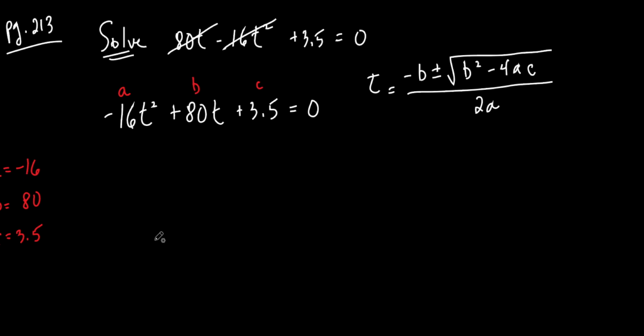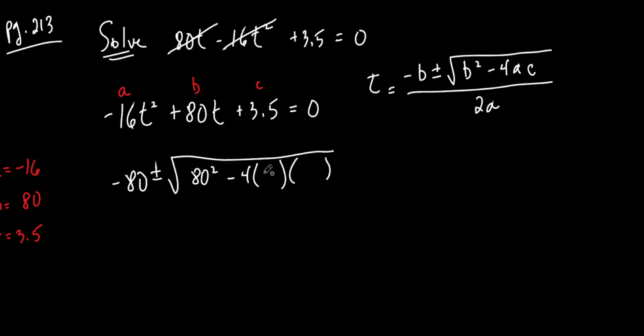So what do we do? Negative b. Well, b is 80, so what's negative b? Negative 80, plus or minus a big old square root. Now we go b squared. Well, b was 80, so it's going to be 80 squared. Minus, then you stick in a 4, and then you put an a and a c. What's our a? Negative 16. What's our c? 3.5. It's just plug and chug, isn't it? You already got your formula. All you're doing is taking your numbers and throwing them into your formula.